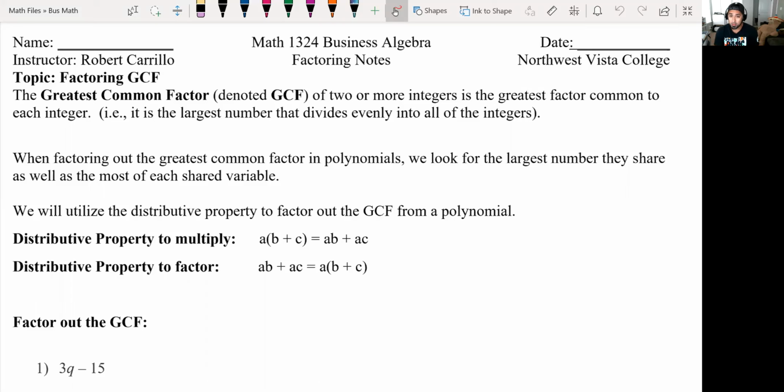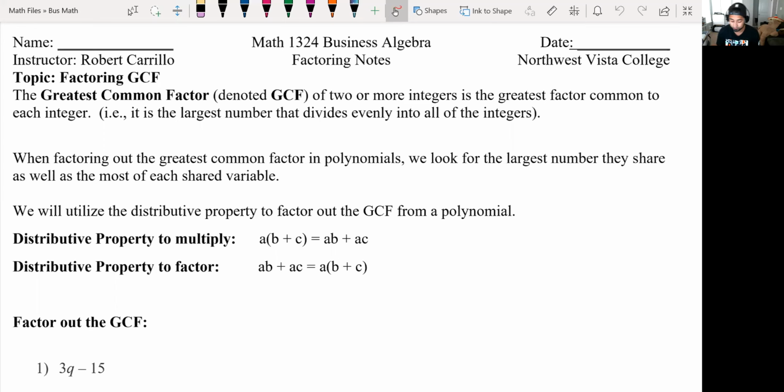The GCF of two or more integers is the greatest factor common to each integer. It is the largest number that divides evenly into all of the integers. So we're going to look for a common number in the polynomials we're given. When factoring out the greatest common factor in polynomials, we look for the largest number they share as well as most of each shared value. We will utilize the distributive property to factor out the greatest common factor from a polynomial.